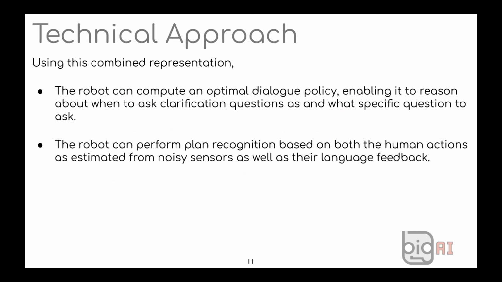Now, using this combined representation where we have an HTN, which we use to represent the human mental state, and a POMDP, which we use to infer the human's progress and make the robot decide when to ask a question, we can allow the robot to compute an optimal dialogue policy, enabling it to reason about when to ask a clarification question and what specific question to ask.